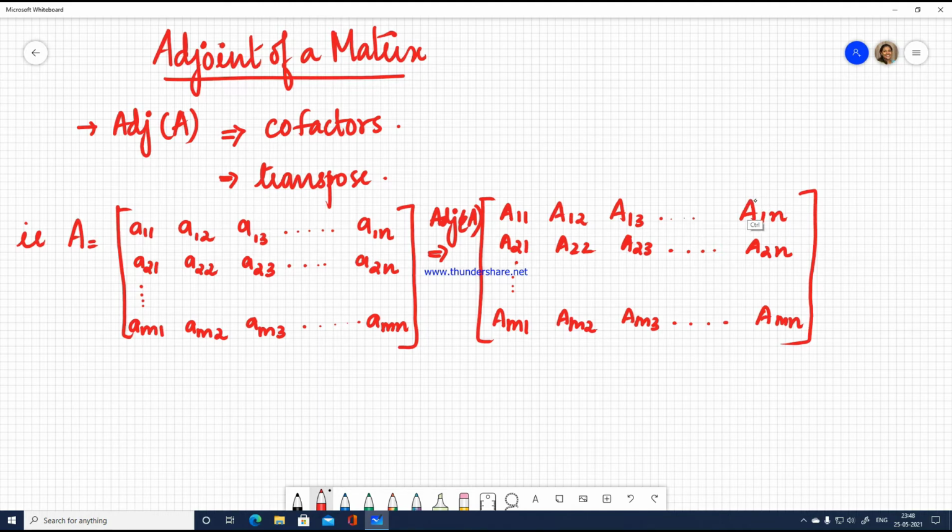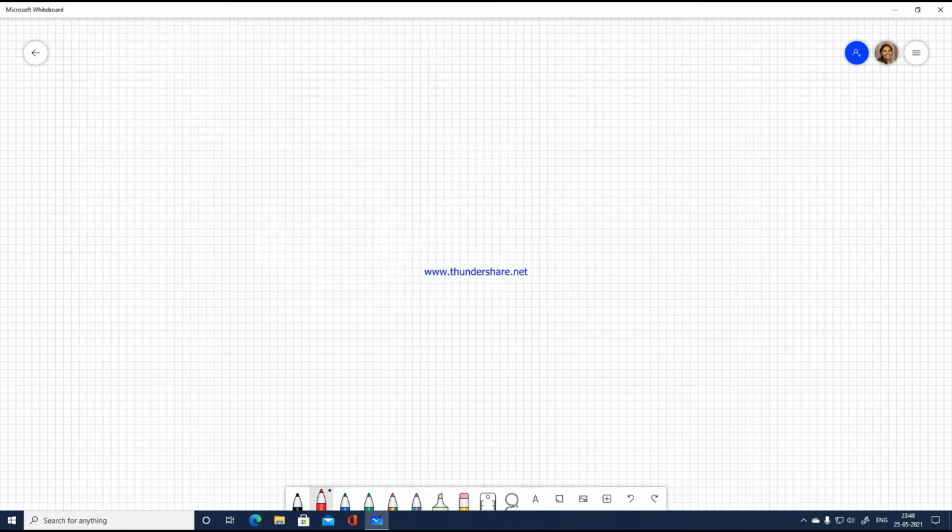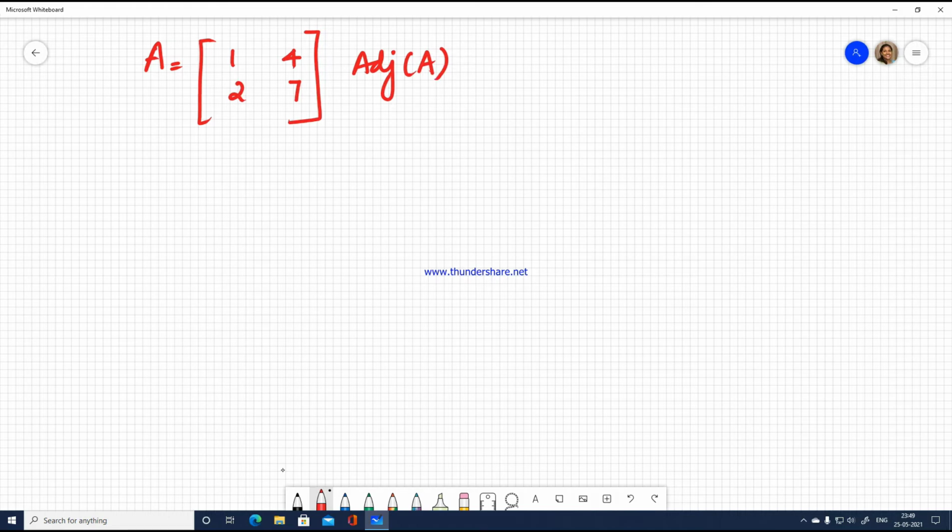Let's see the adjoint of a matrix of order 2. Consider a matrix A which is 1, 4, 2 and 7. You are asked to find the adjoint of matrix A. The first thing you have to do is interchange this value and this value.